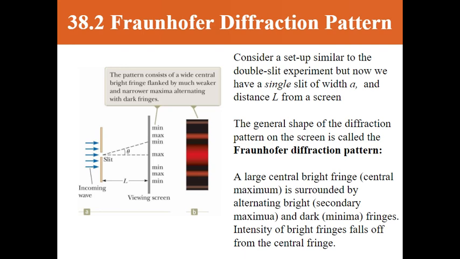So you cast light through this little slit, and the image that gets projected on the screen is the single slit diffraction pattern, which gets the name the Fraunhofer diffraction pattern. Again, it's defined by the general shape of diffraction, which is a central bright fringe and surrounding alternating light and dark fringes.